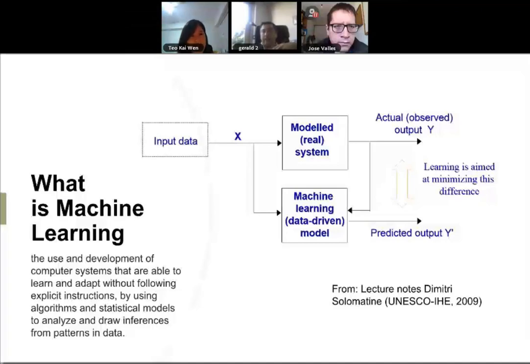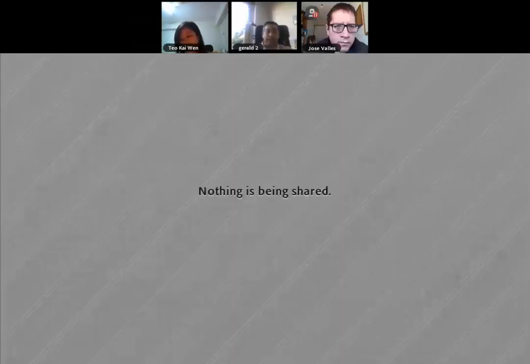This slide is from a lecture by Dimitri Solomatin at IHE in 2009, where most of this concept of machine learning was explained as data-driven models. So you will find a lot of literature where machine learning is described in this area of science as data-driven models.